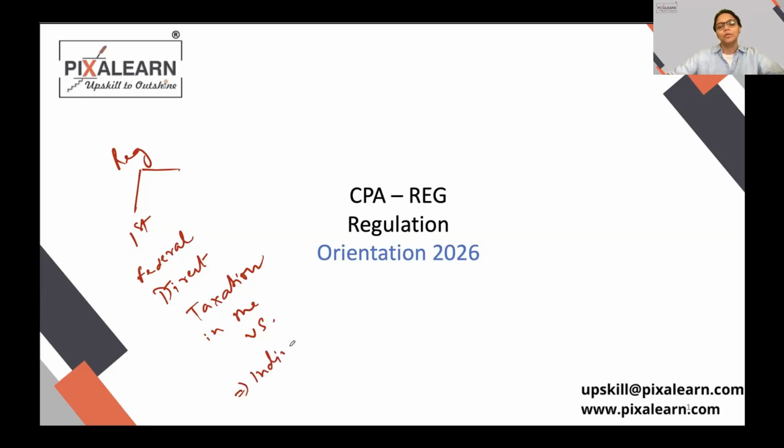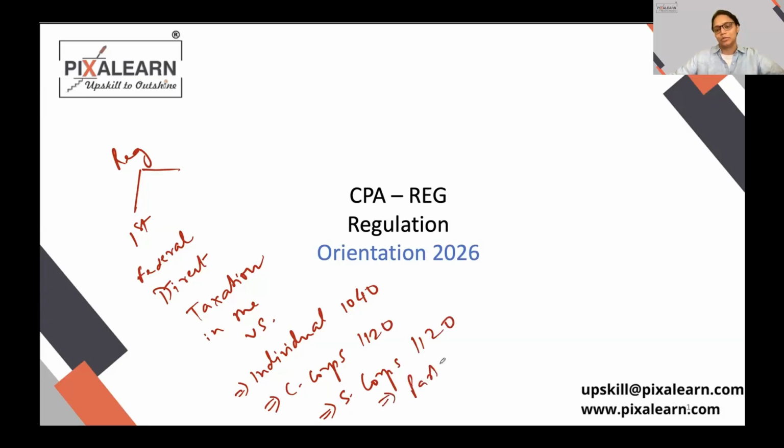We have individual, the most important one, Sensei, which is Form 1040. We have C Corps, which is Form 1120. We have S Corps, which is 1120S, and we have partnerships, which is 1065.